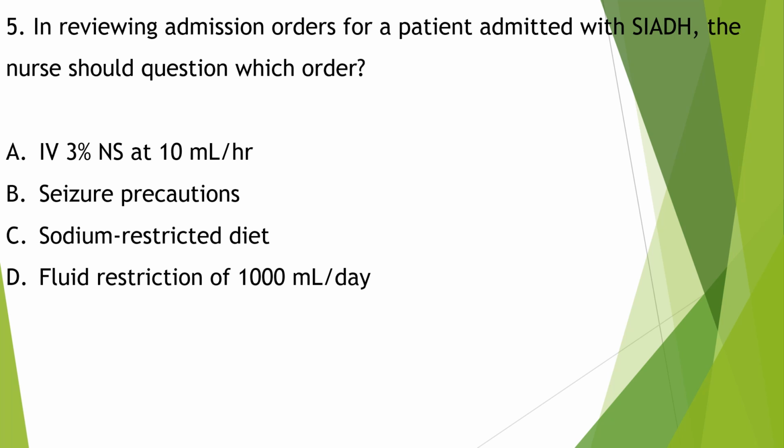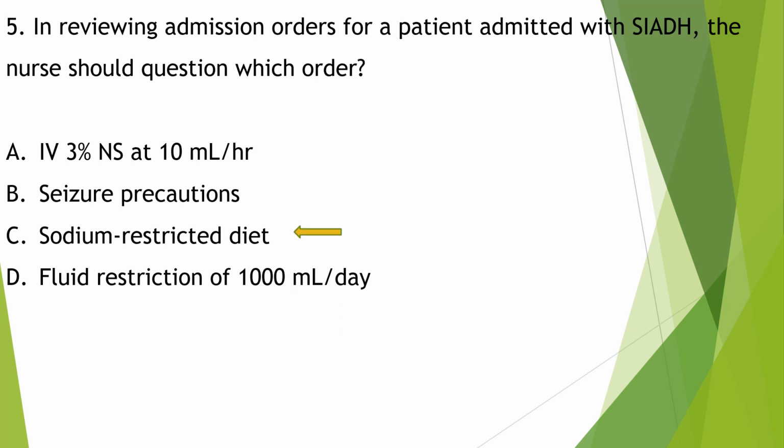In patients with syndrome of inappropriate antidiuretic hormone, that is SIADH, they have dilutional hyponatremia secondary to increased water reabsorption in the kidneys secondary to excessive ADH. Elevating the serum sodium is important to decrease the risk of seizures and other complications. So there is no need to restrict sodium in the diet.